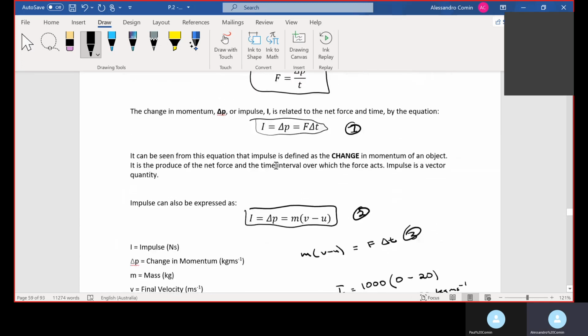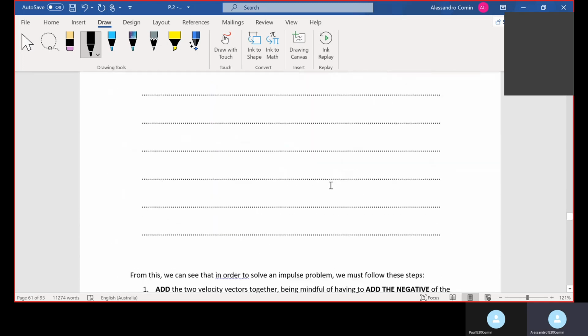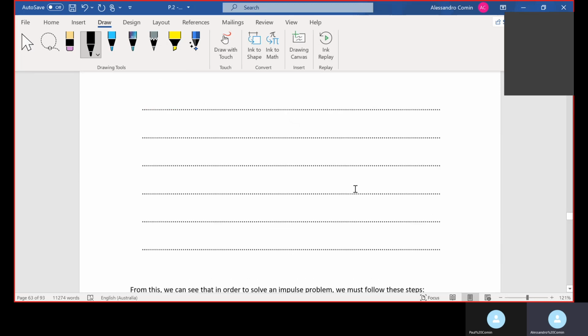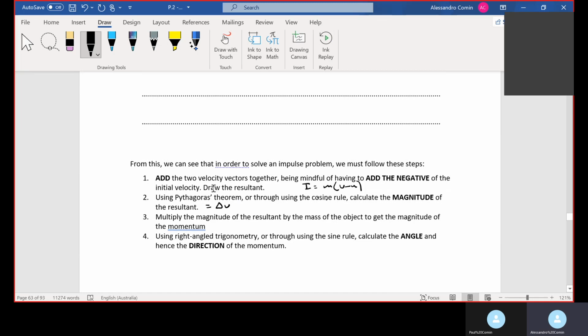Impulse is very straightforward. The only thing that isn't straightforward are these impulse in 2 dimensions questions. So calculate the impulse when I have a change in velocity, but it's just v minus u. We have to basically do these steps. Add the 2 velocity vectors together, being mindful to add the negative of the initial velocity, draw the resultant, using Pythagoras' theorem if we get a right-angled triangle, or using the cosine rule if we don't. Calculate the magnitude of the resultant. This resultant is delta v.